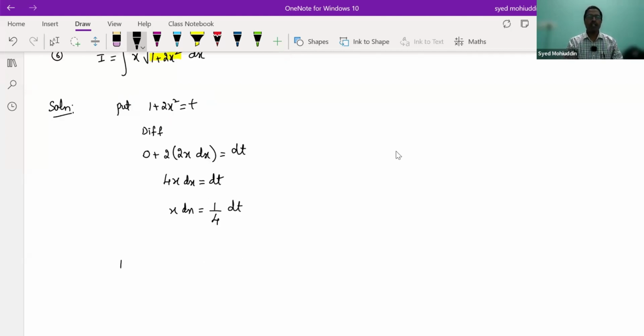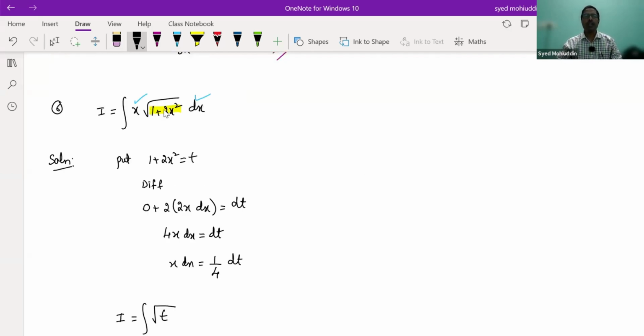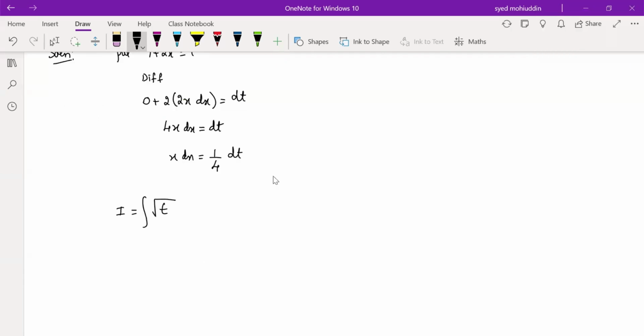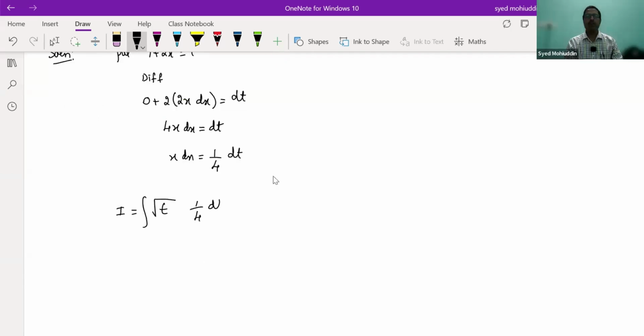You will have I equals the integral of x dx under root. First I'll write under root 1 plus 2x square, which will be t. The remaining value that is left out is x into dx. And this x into dx can be replaced as what? 1 by 4 into dt. But however, 1 by 4 is a constant. I'll remove it outside. You're getting the integral of root t into dt.